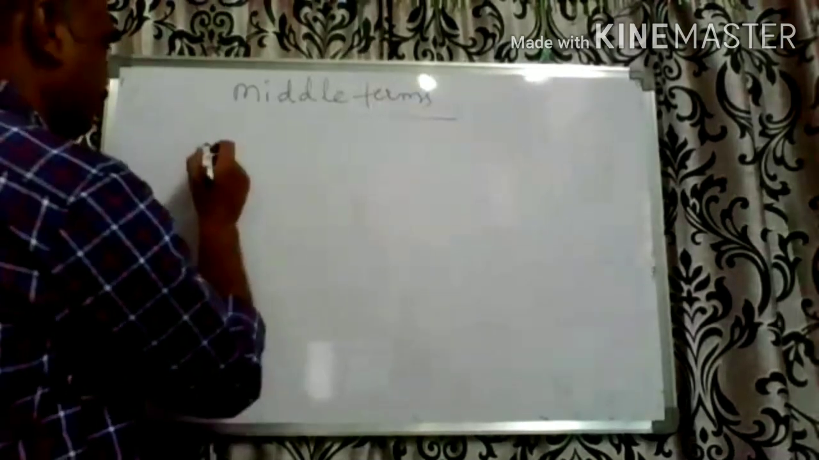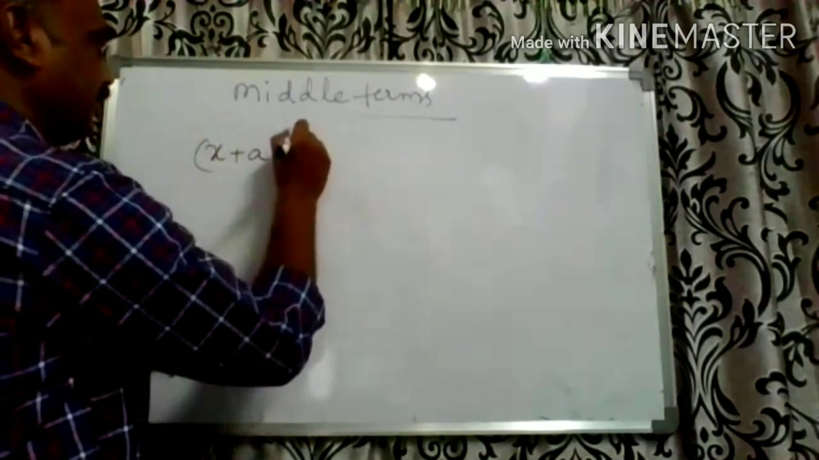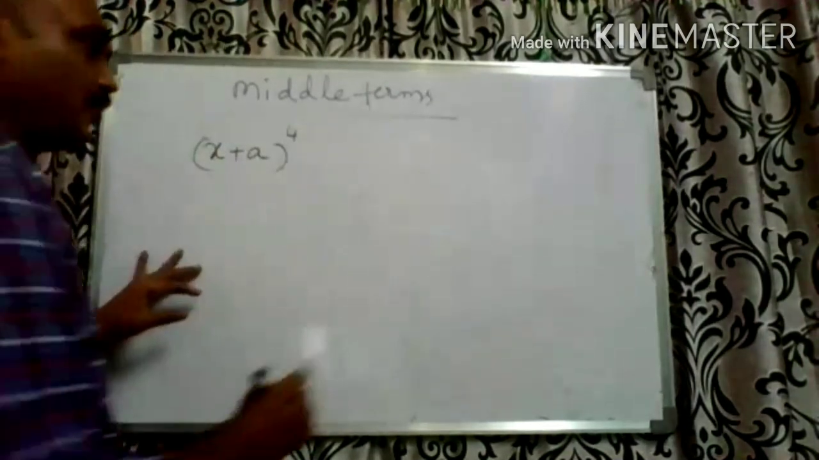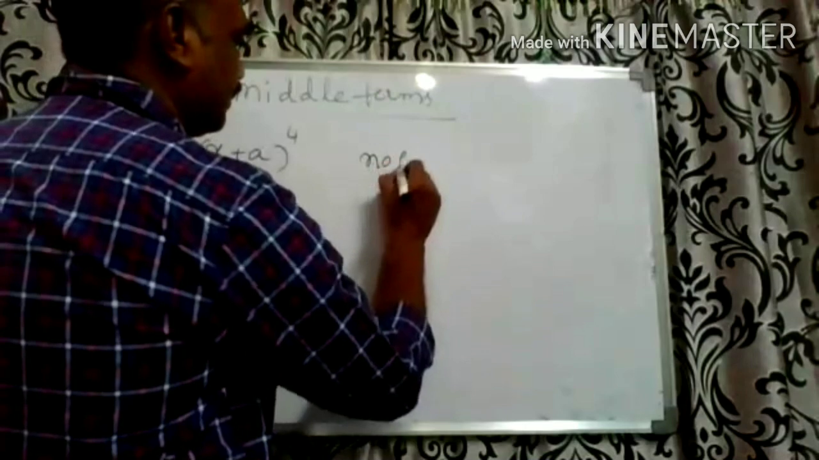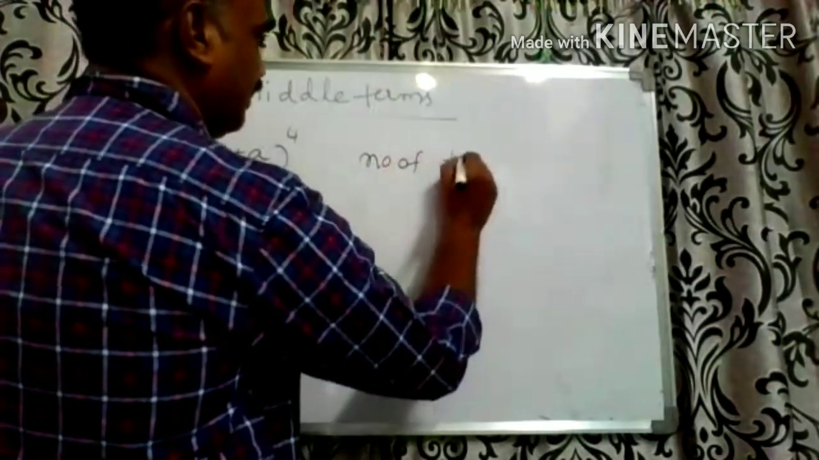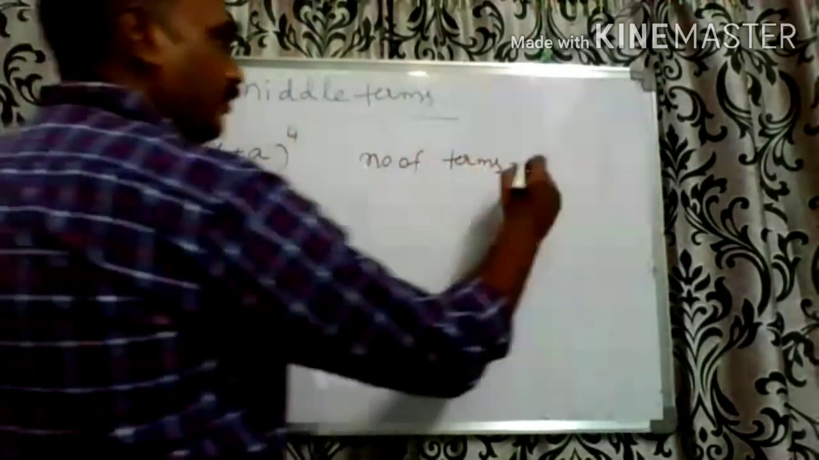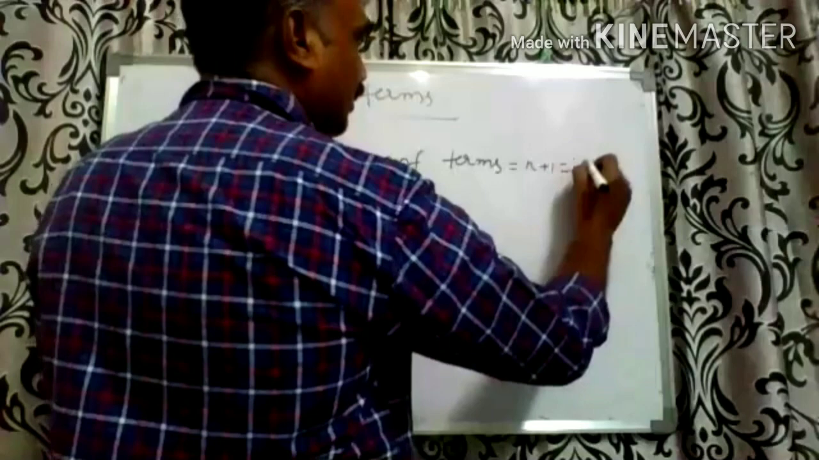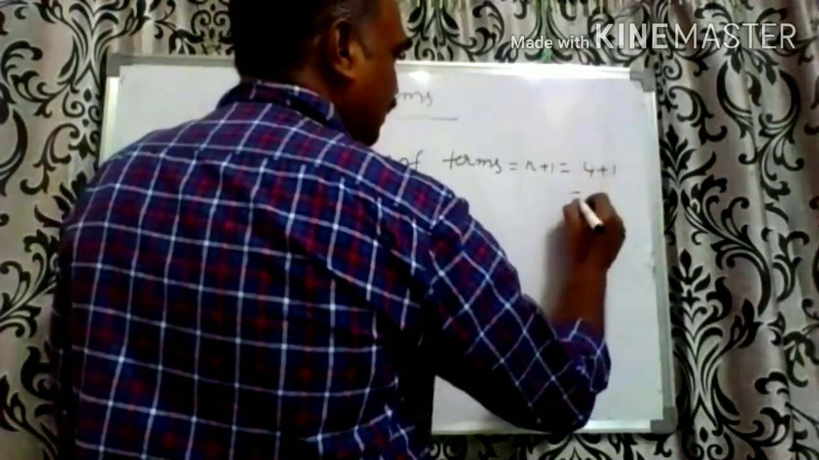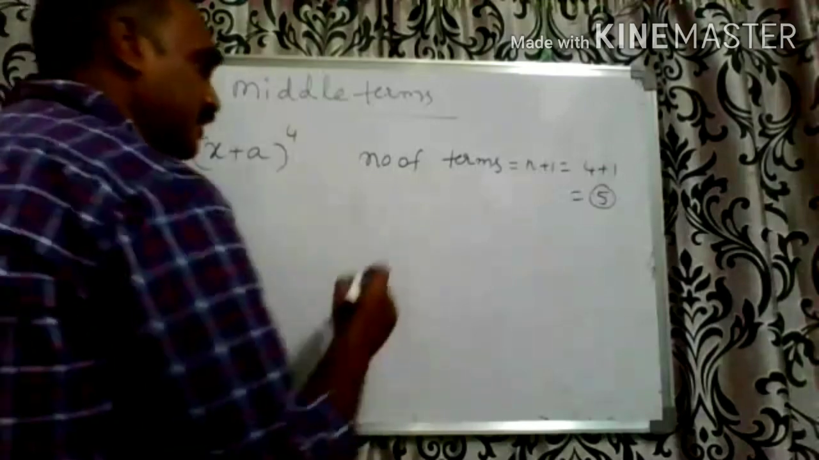Middle terms. Suppose, for example, taking the expansion (x plus a) whole power 4. Number of terms is equal to, by the middle terms concept, the formula n plus 1. 4 plus 1, 5. So number of terms is equal to 5. 5 terms. So what is the middle term?